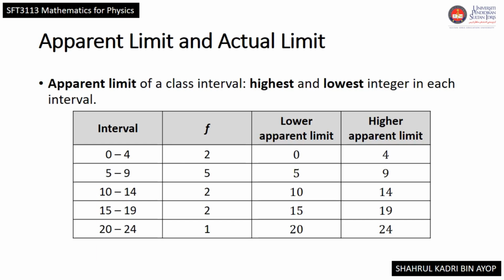Next, we take a look at apparent limit and actual limit. The apparent limit of a class interval refers to the highest and lowest integer in each class interval. For example, the class interval 0 to 4. The lower apparent limit for the class interval is 0 and the higher apparent limit for the class interval is 4.